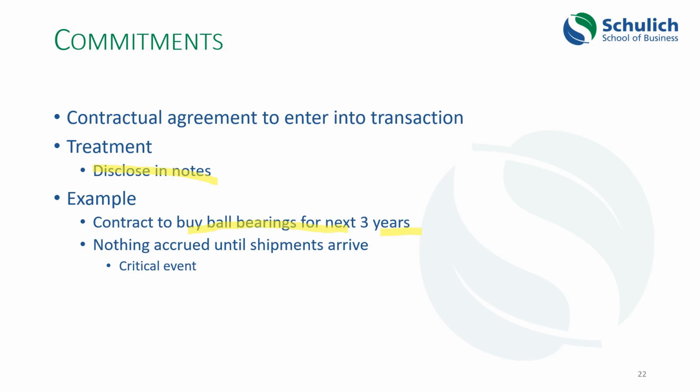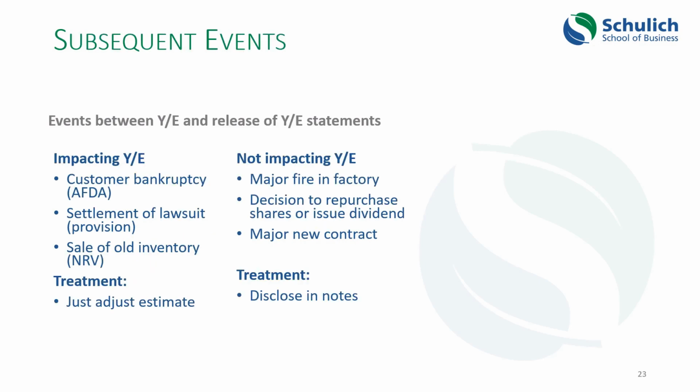But until all of that happens, all you can say is that we have made this commitment to the supplier to make a certain amount of purchases over the next 3 years. There is nothing that you can do to accrue anything because nothing has happened yet. But again, that's something that people want to know because they want to know whether the assets of the company, in this case the cash, are available for other purposes.